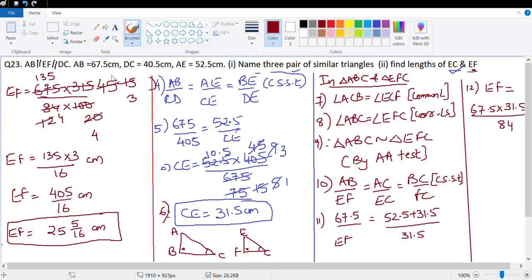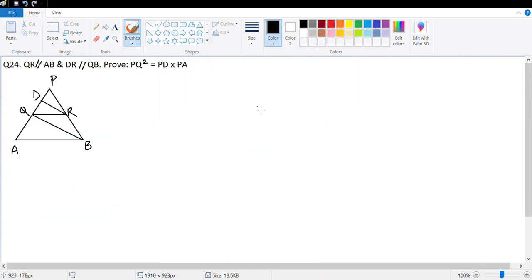The next question that we do is question number 24. Let's look at this question. Question 24 says QR is parallel to AB and DR is parallel to QB. So the tilted line. These two lines are parallel. We need to prove PQ square is equal to PD into PA. So let's just write it in the form that will help us. PQ upon PD is equal to PA upon PQ.